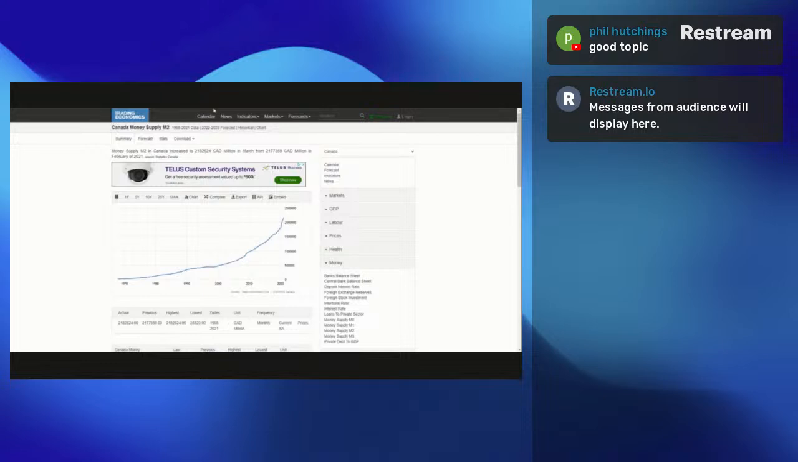Yes. So I'm going to shift now. We're going to look into what is a central bank digital currency. A lot of people don't know about it. The media doesn't talk about it, so we're going to talk about it today.